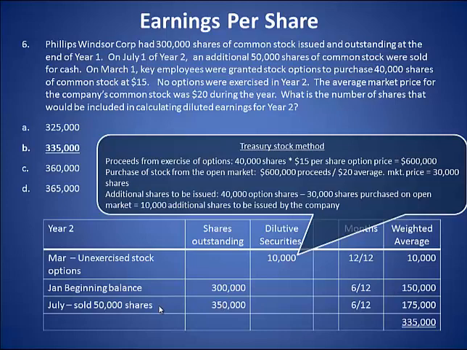In July, we sold an additional 50,000 shares, so our shares outstanding go from 300,000 to 350,000. July through December, again, is 6 months, so that's another half of a year. So we take 350,000 times 1/2, and it adds up to 175,000. We add up our dilutive securities of 10,000 plus our weighted averages of 150,000 and 175,000. That comes up to a total of 335,000, which is the answer for B, 335,000.